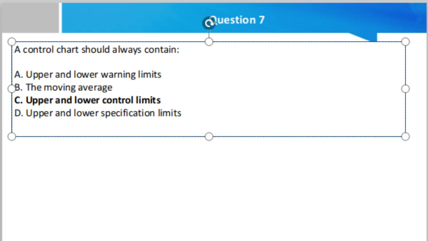Now, friend, we have to understand why it is the right answer. Basically, friend, upper and lower control limits allow the control chart to serve its purpose of indicating when a process is in or out of control.